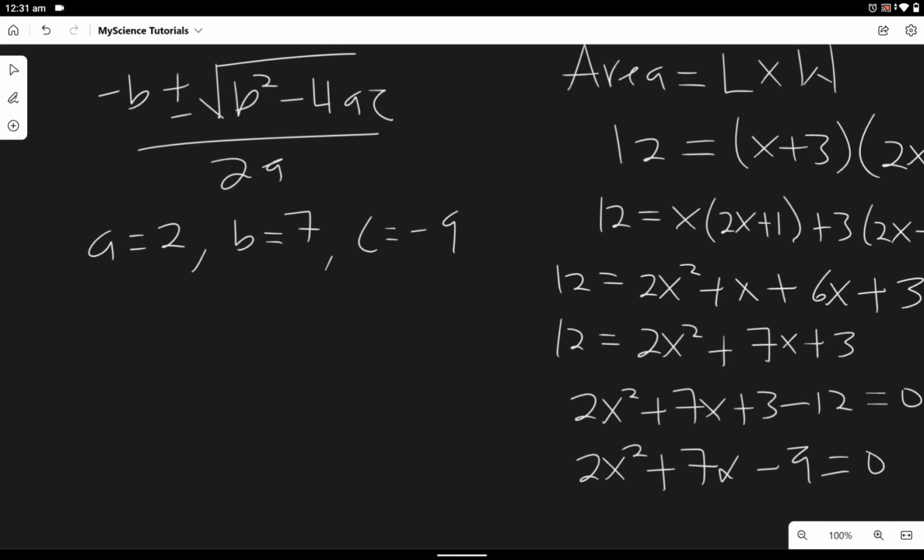So we do that by doing the substitution. When you do the substitution, we are going to have, this is equal to, minus 7 plus or minus the root of b, which is 7, so we're going to have 7 squared minus 4 times a, which is 2, multiplied by c, which is negative 9.